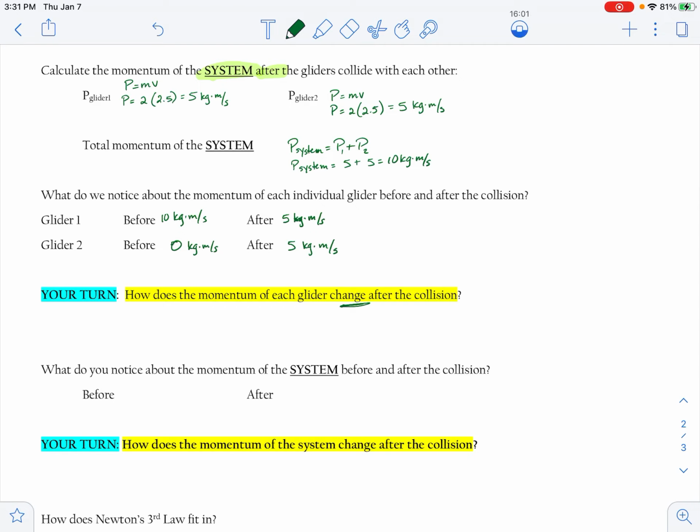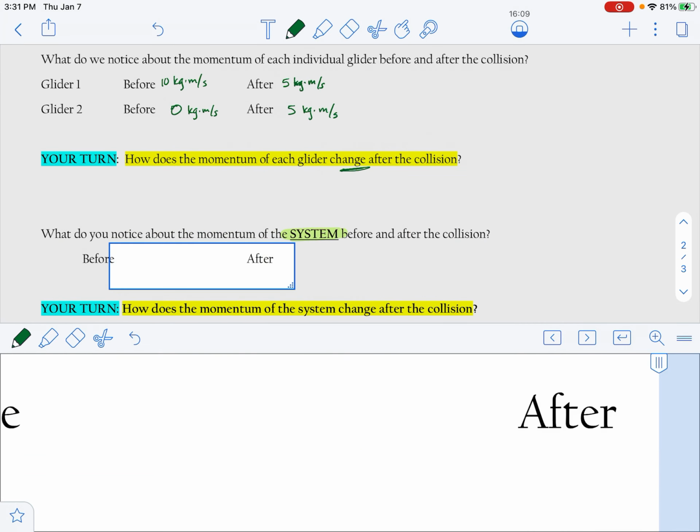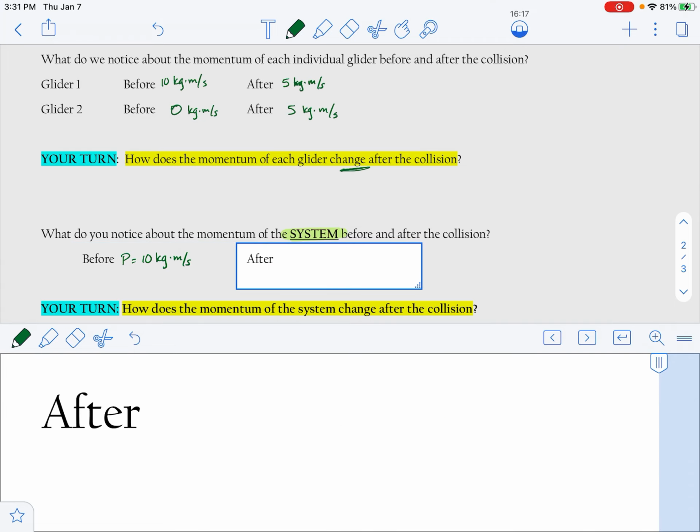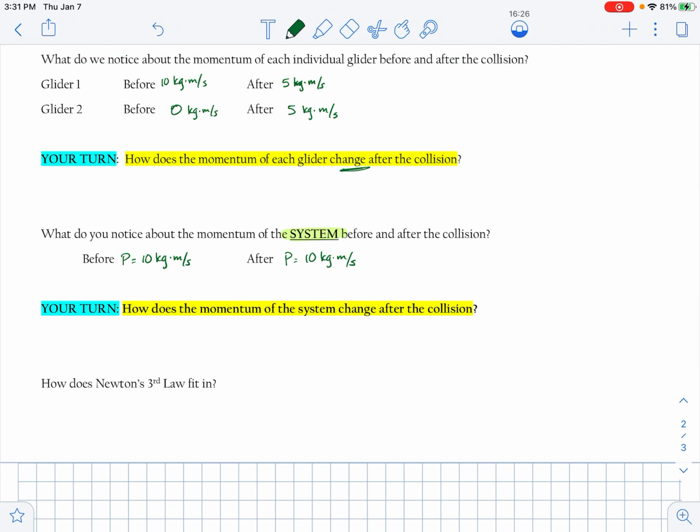Okay, so now let's look at the system, right? Here's the system again. So before the collision, the momentum of this system was 10 kilogram meters per second. After the collision, the momentum is still 10 kilogram meters per second. So now it's your turn again. How does the momentum change? Ooh, trick question, right? After the collision. So how does the momentum of the system change after the collision? Pause the video, write down your observation, and then we'll finish.